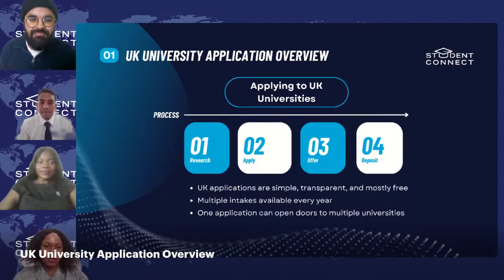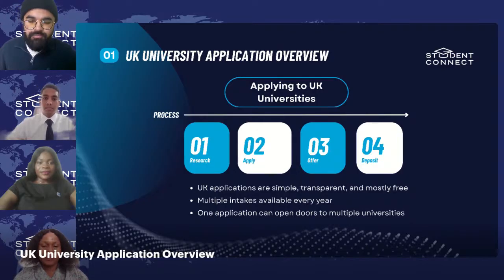So moving to the process. Basically, it involves four stages. The first stage is the research stage. The second stage, the apply stage. While the third stage is the offer stage. Then the fourth stage is the deposit stage. Basically, the research stage is you identifying the right course for your career goal. This is the stage whereby you decide on the course you want to study. This is the stage whereby you decide on the university you want to apply to.